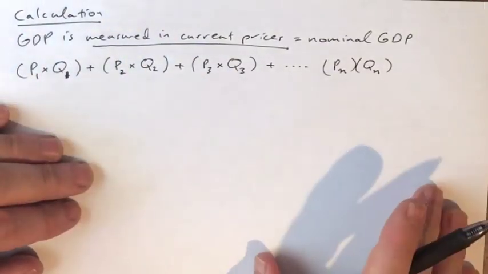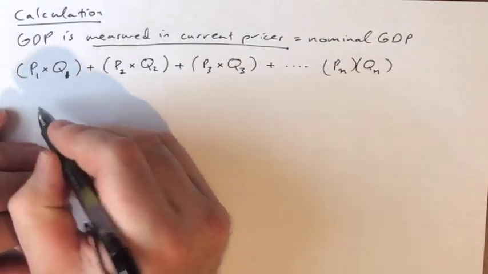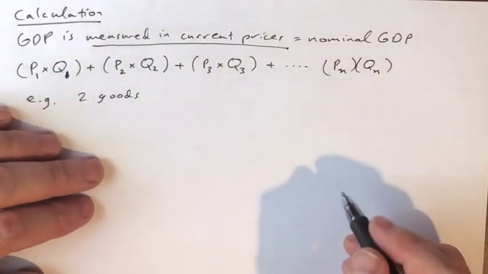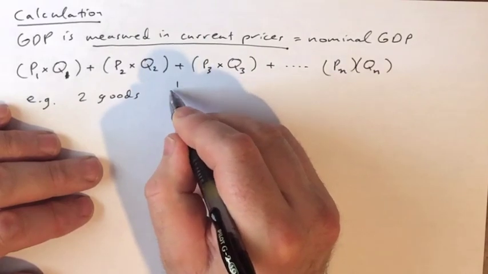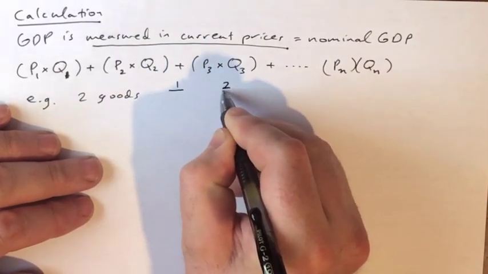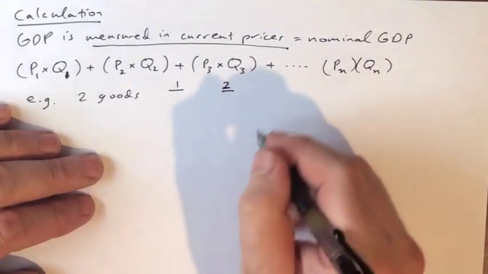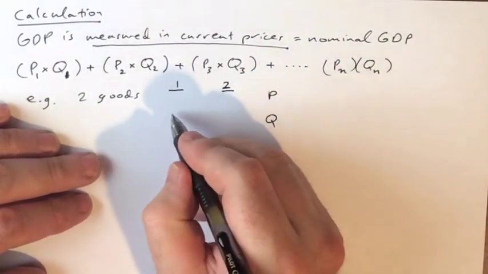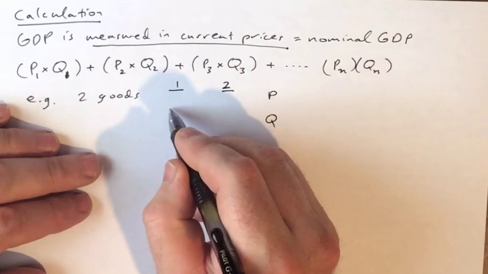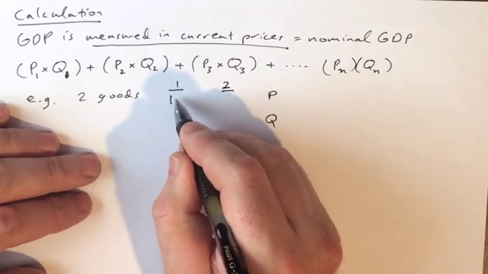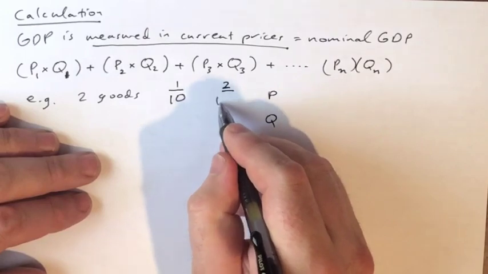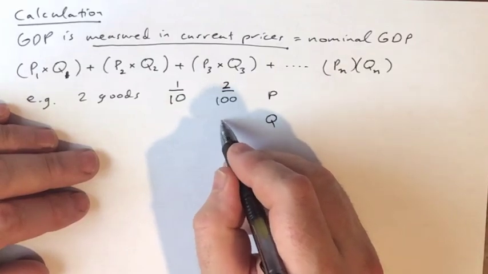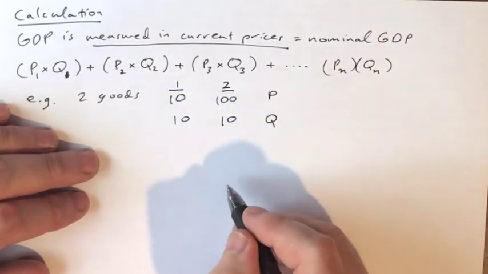Let's take a very simple example. Let's say we've got 2 goods that are produced in this economy. We've got good 1 and good 2. We've got, of each of these goods, the price and the quantity. So let's say for good 1, the price is $10. Good 2, the price is $100, and the quantity, let's say we have 10 of each of these produced.